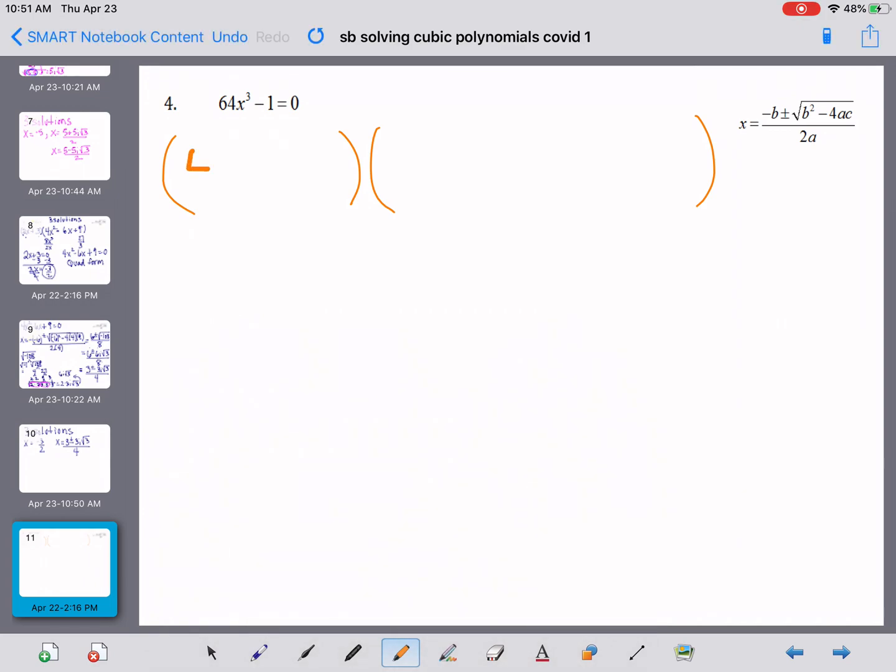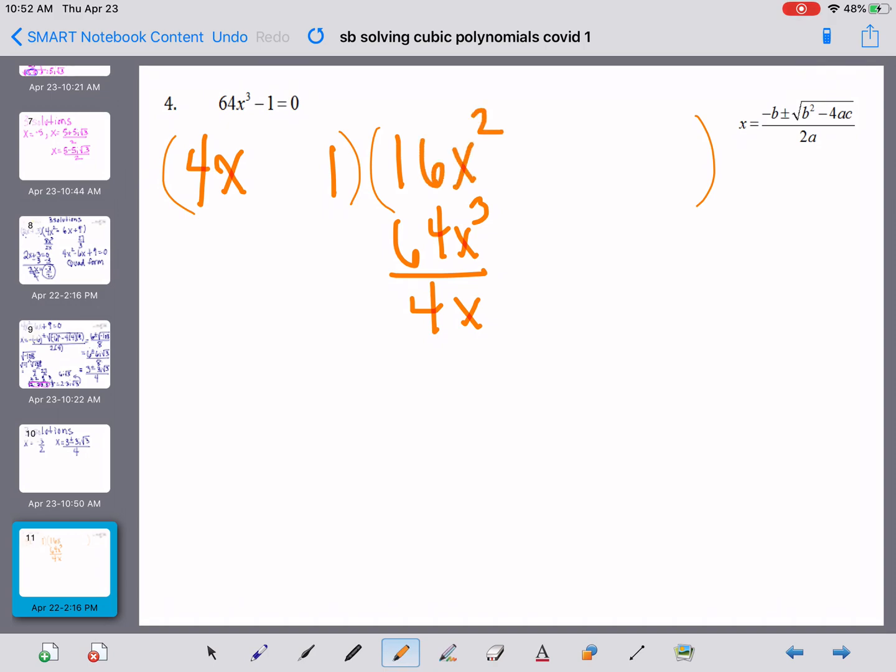Cubed root of 64 is 4. Cubed root of x cubed is x. Cubed root of 1 is 1. 64x cubed divided by 4x is 16x squared. We had 3 x's, we took out 1, we've got 2. 1 divided by 1 is 1, and then we're going to take 4x times 1 is 4x, and then we can put in our signs. Same sign as what we're given in the problem. Opposite sign of what we're given in the problem.